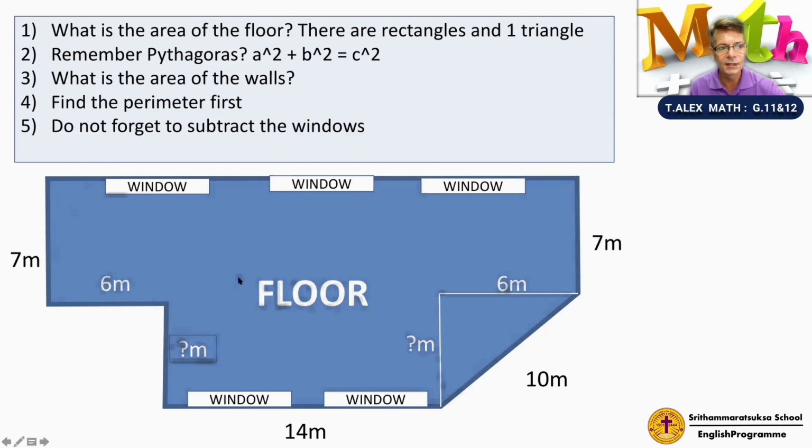Once you have worked out all of the area of the wall, do not forget to subtract the windows. On the previous page, I tell you there are 5 windows, and each window is, I think, 2 times 2. So you need to subtract the area of the windows because you will not be painting those.